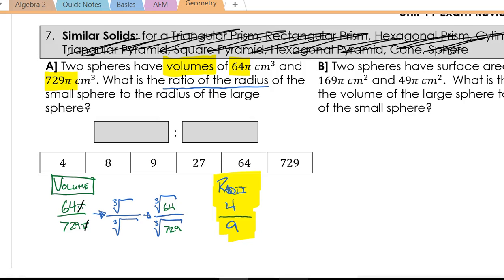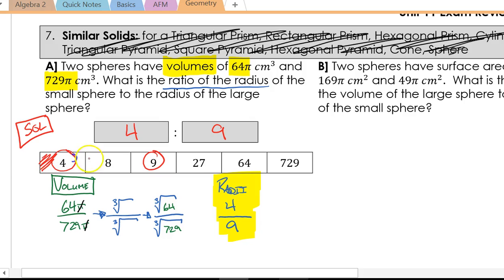This is what it looks like on an SOL. A lot of the time they'll ask you to plug in the ratio 4 to 9. Now notice it specifically tells us I want the small sphere to the large sphere. So the smaller number here is going to be 4 for the small sphere, and 9 for the large sphere. So I'm choosing these values. On the SOL, we'd have to actually click these values and then drag them in here. We're just writing them in.